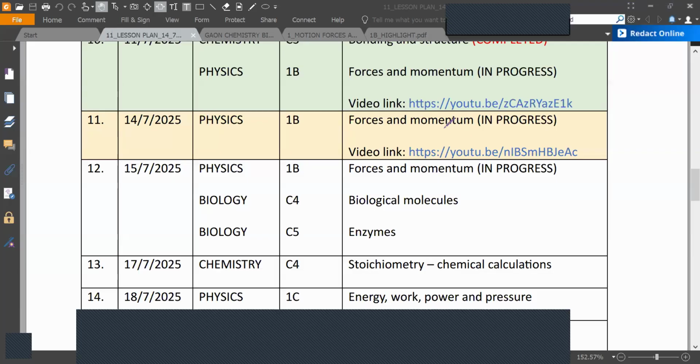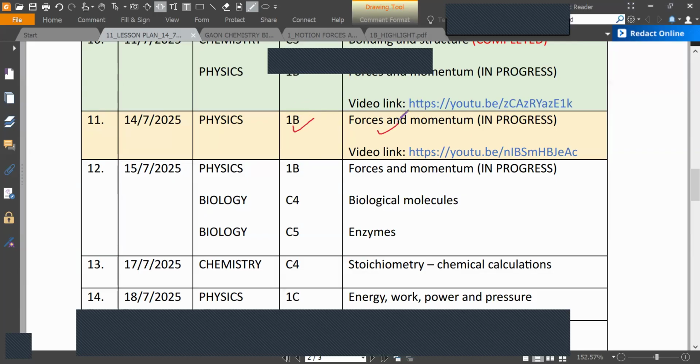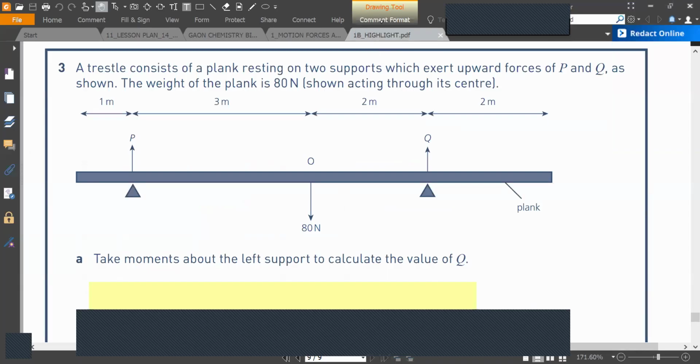So yesterday we were up to the physics unit 1B. So we are almost finished. So today we will finish off the workbook questions. Last two questions. Let's take a look.